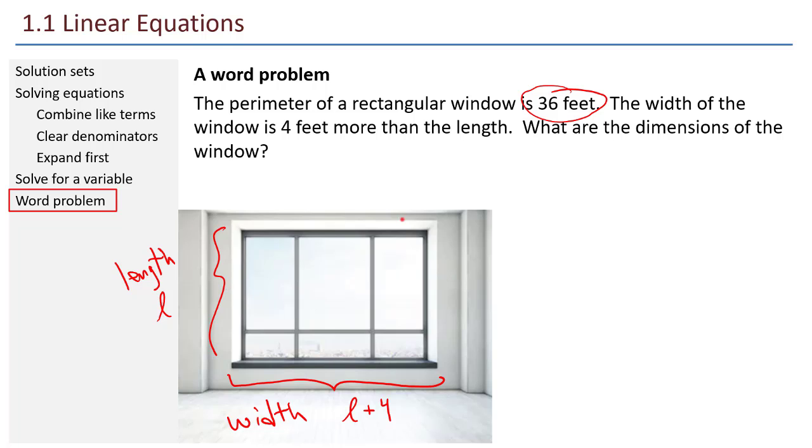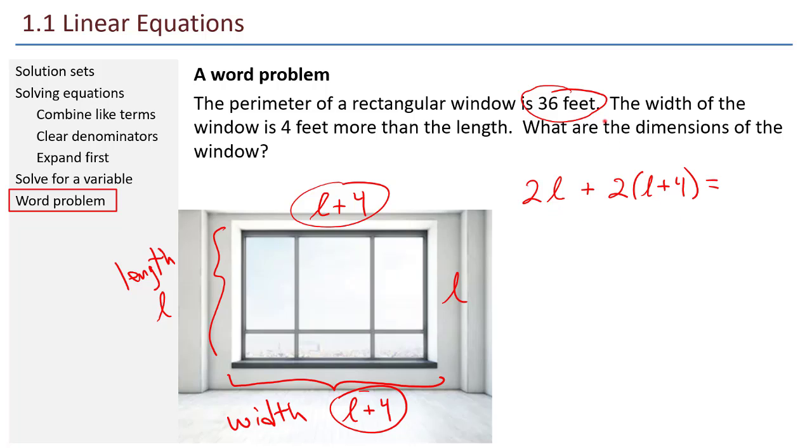Well, let's look at the perimeter, all four sides. This top side is going to have width L plus 4, and the right side is going to have length L. And so when I add all of those together, I have two L's going across, so 2 times L, and this L plus 4, I have two of those for the top and the bottom, so 2 times L plus 4. That's my perimeter, and so that is 36 feet. Look at this. So now I have the equation that I need to solve. I've set up a linear equation. All right, let's work it out.